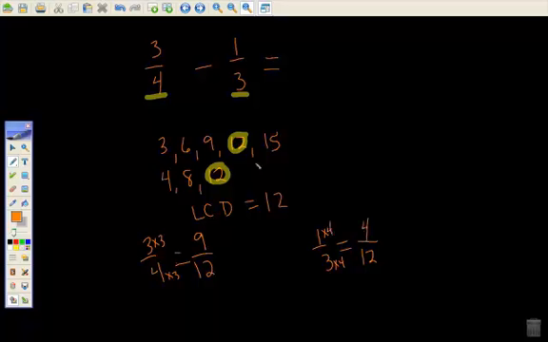So now I really have 9/12 minus 4/12. Because they're the same denominator, the denominator just goes over there. Don't have to worry about changing it now. 9 minus 4 is 5, and 5/12 cannot be reduced, so my answer is 5/12.